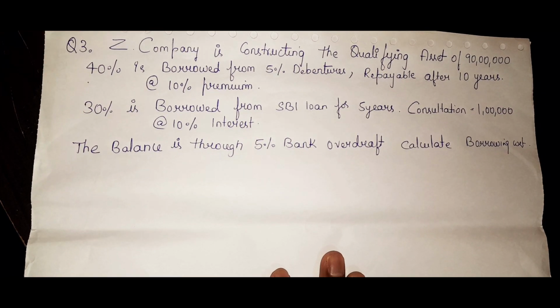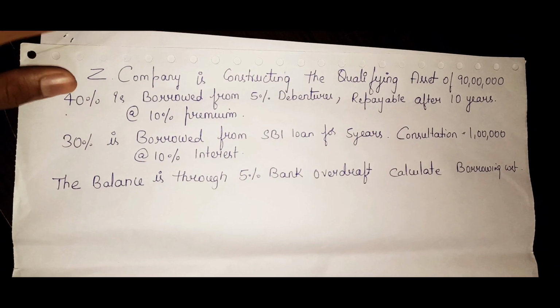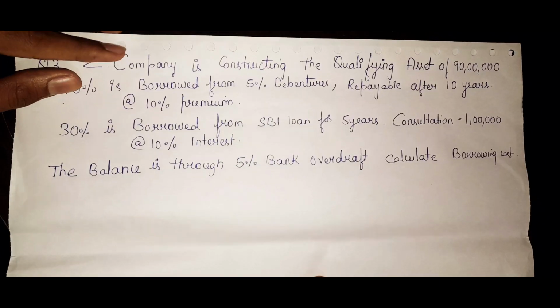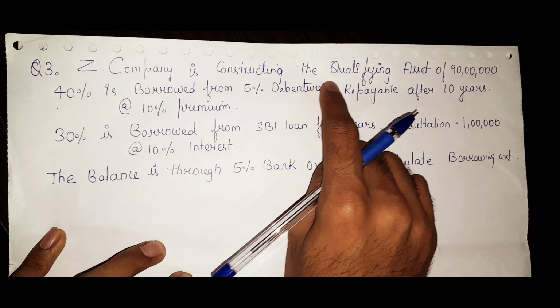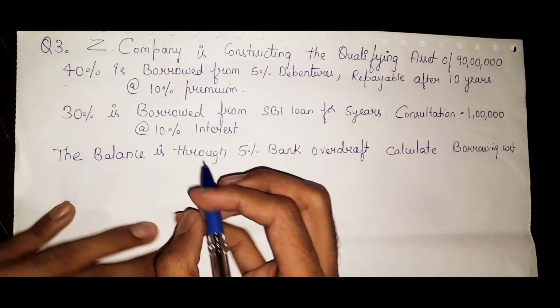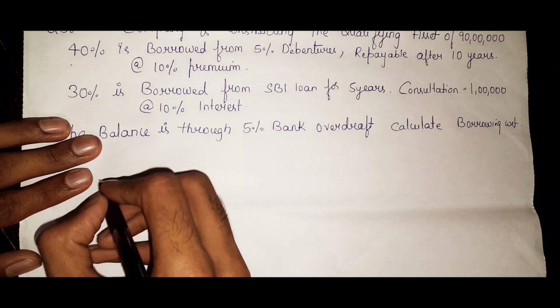In this particular video, we'll be solving one more problem in which they have asked us to calculate the borrowing cost. The question is on the screen. Please take the screenshot of the question. Z company is constructing the qualifying asset of 90 lakh. So here we have a qualifying asset.